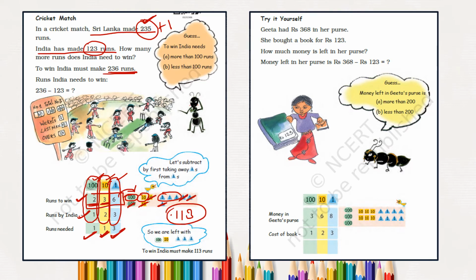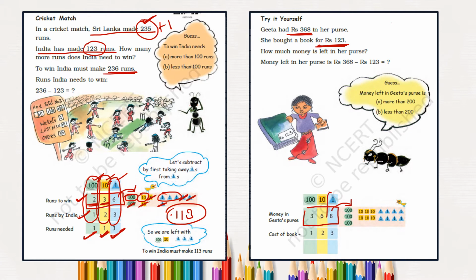To make this concept clearer, let us try this exercise as well. Geeta had 368 rupees in her purse. She bought a book for 123. How much money is left in her purse? So 368 minus 123. We write the top number as this. How many hundreds? 3. How many tens? 6. And ones we have 8.